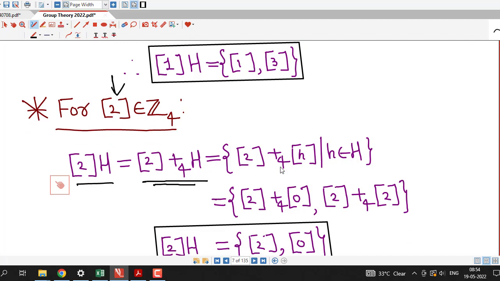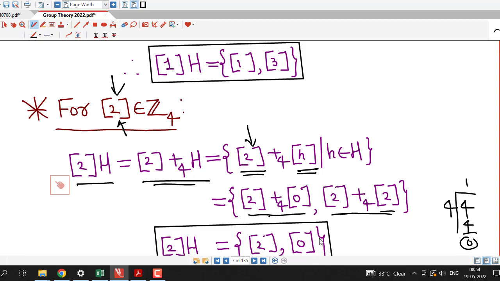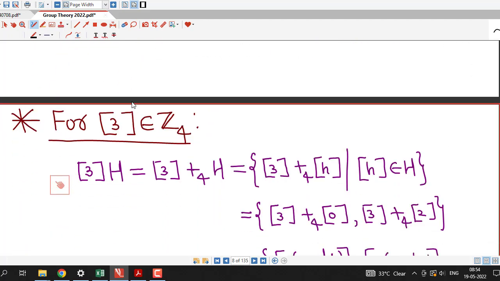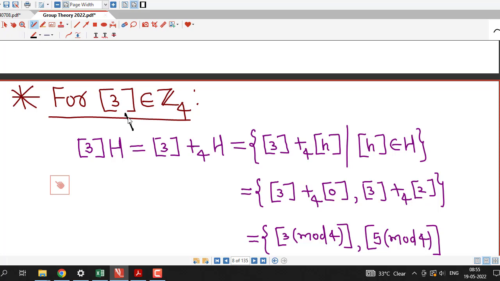Again I repeat the same thing here. The element has changed: instead of 1, now we are considering 2. So 2 plus 0 and 2 plus 2. 2 plus 0 is 2, and it is less than 4, so this is going to be 2. And here 2 plus 2 is 4, and the remainder when 4 is divided by 4 is 0, so this will give me 0. So this is the left coset of H determined by this element. Then we determine the left coset determined by the element 3.